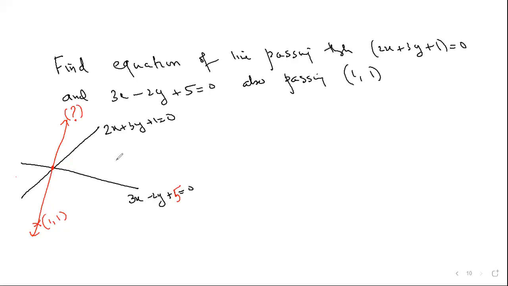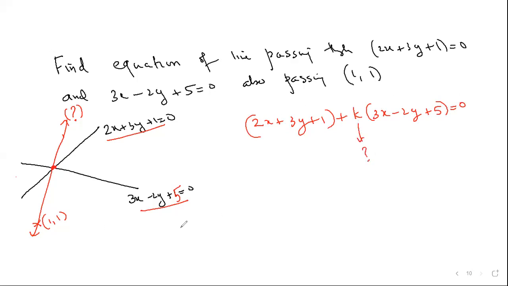Now, listen to me. The equation of this line has to be this equation plus k times this equation. Whose equation am I writing? The equation of the line which we have to find, the third. The equation of any line passing through this point will be this, right? But I don't know what the value of k is.